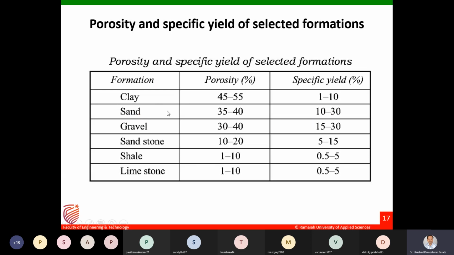Well, if you go for sand, sand has a porosity of 35 to 40%, and it holds very less water. Most of the water it releases. So that is why you have specific yield ranging from 10 to 30%. So you get a good quantity of water. If it is gravel, you have a much better specific yield. Sandstone has 5 to 15%, shale 0.5 to 5, limestone 0.5 to 5%. So these are the generalized values of different formations.